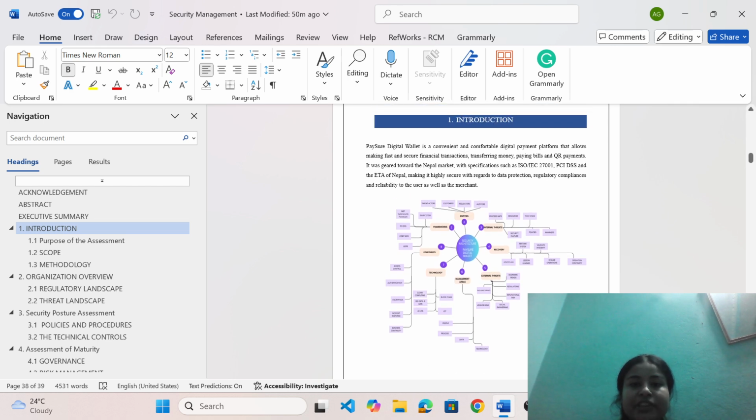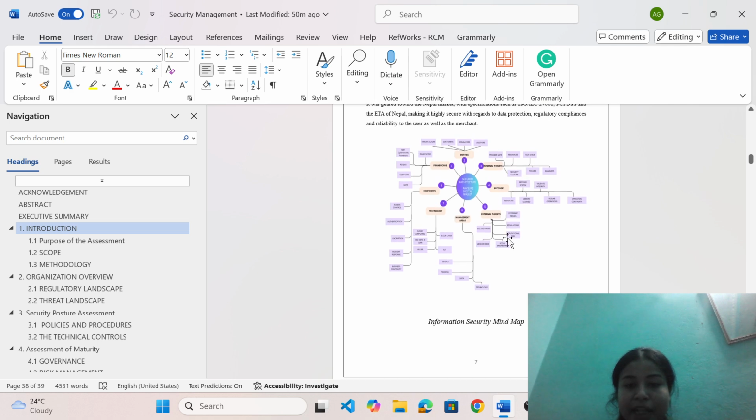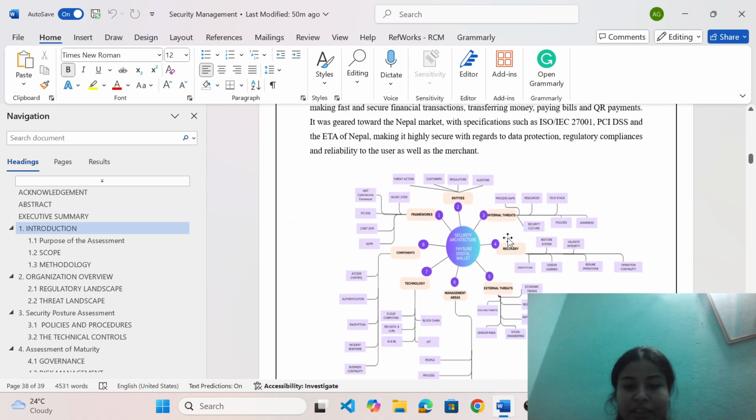I did an assessment of PAYSURE digital wallet. So this is the mind map for PAYSURE digital wallet. First of all, I provided them a form, and after receiving their feedback, I did evaluation, and after evaluating the whole organization, I made one assessment here. So first of all, you can see the mind map here.